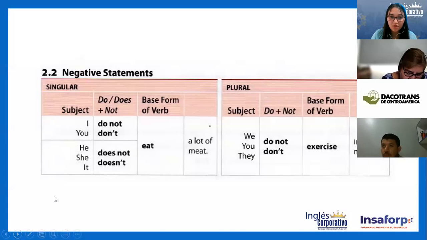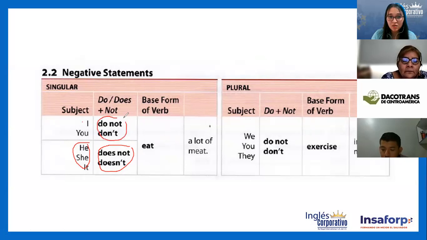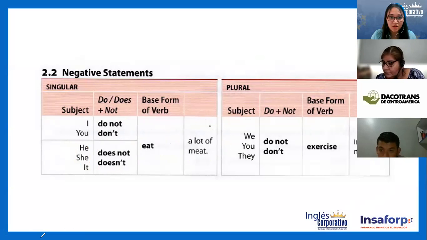Ya vimos las afirmativas, negatives. Remember that when we are using negatives, con he, she, or it, vamos a utilizar el does not o el doesn't. Cuando tengamos we, you, y they, y I, vamos a utilizar el do not o el don't, más el verbo, and the complement. Okay, no sé si hay dudas about that part. No sé si hay dudas, questions about the structure. Esto es un review también. No questions?